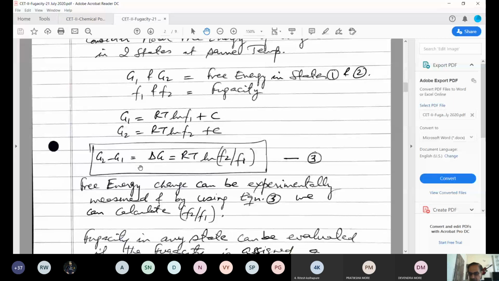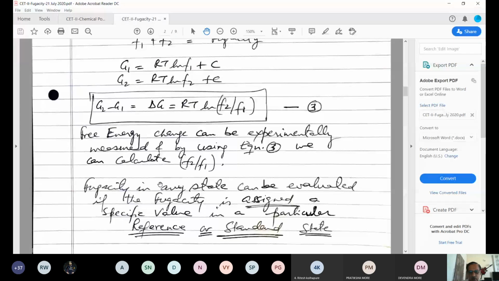We are doing all this just to measure. कैसे नहीं define तो कर दिया terms. जैसे arbitrarily हमने scale define कर दिया 0 degree centigrade for ice. Now we have to define some state for fugacity also similarly, right? So fugacity in any state. Now you know from delta G we can calculate F2 by F1. But again F2 F1 क्या है? We don't know. Right? So fugacity in any state can be evaluated if the fugacity is assigned a specific value in a particular reference or standard state. So if you define F1 as standard state, then we can calculate F2 because we know what is delta G.